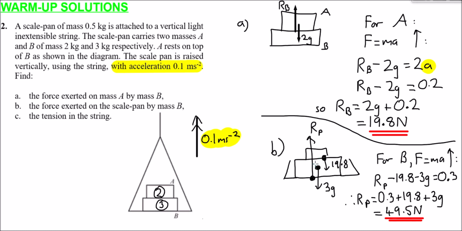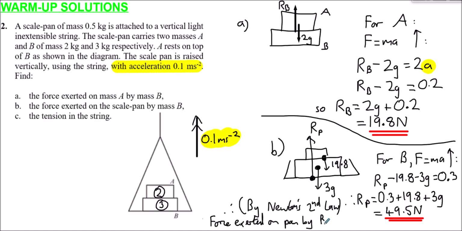Therefore, by Newton's third law, the force exerted on the scale pan by mass B will also be 49.5 newtons, because it will be equal and opposite to the force exerted on it. So therefore, the force exerted on the scale pan, call it the pan, by B is 49.5 newtons, which we worked out.